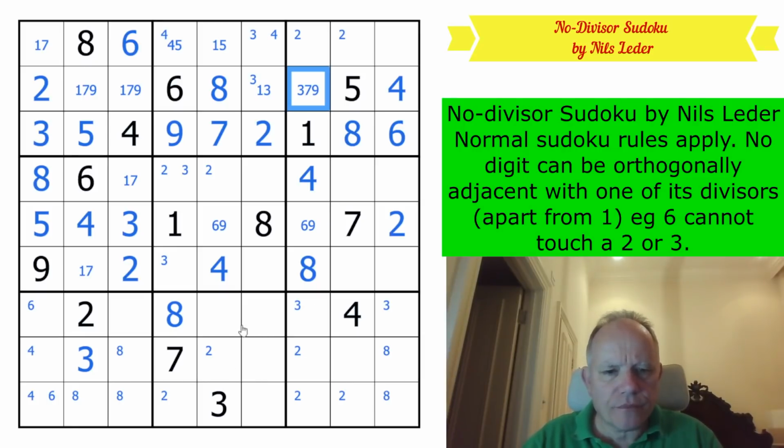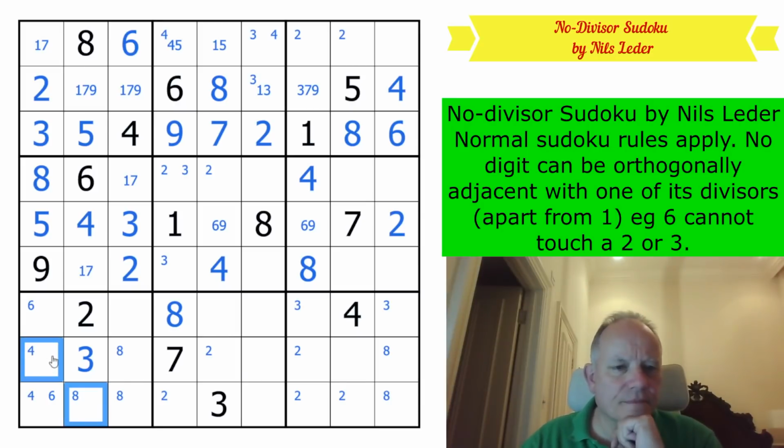Four. 4 can't be in those cells. If that was 8, it would push 4 here. That can't be 8. There's an 8 up there. What kind of marking was that? 8's in one of those. 4's on the opposite side. Oh, what am I missing now? Come on. Had a little good run there and it's petered out.